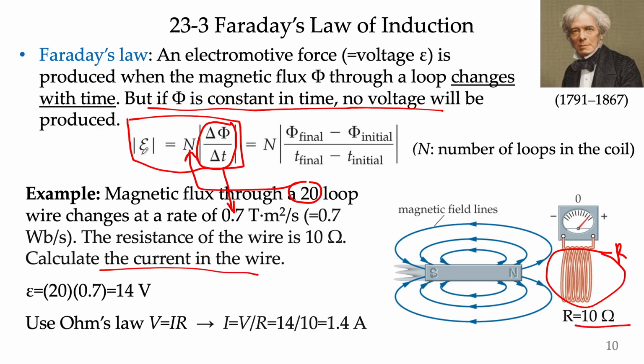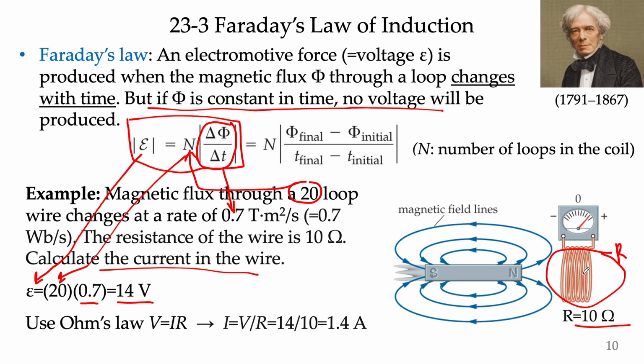So basically, this epsilon is this epsilon. N is 20. There are 20 loops in the wire. And the rate of change is given to be 0.7. And if you calculate the voltage, it's going to be 14 volts. So you move this magnet back and forth, and it creates 14 volts in this wire. Look at this wire. In this setup, there's no battery, there's no voltage source. The only thing that creates the voltage is this coil and this moving magnet, which changes the magnetic flux through the coil.